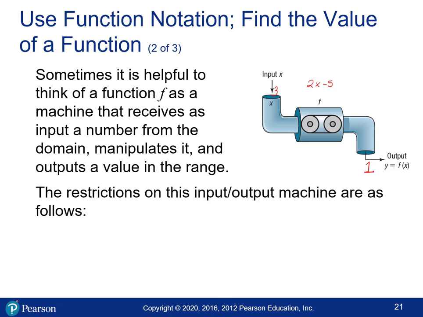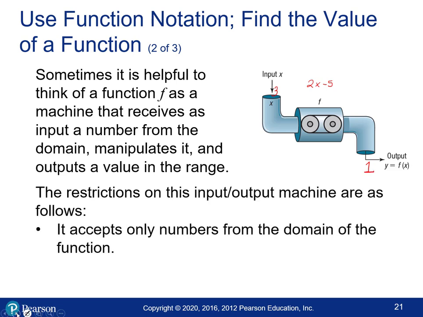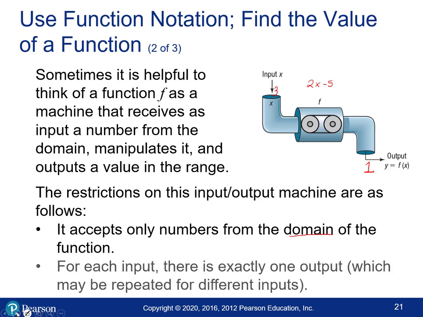And so the restrictions on the input and the output of the machine are the following. It only accepts numbers from the domain, so we can only plug in numbers that will produce an output, and those are numbers in the domain. Remember, we learned about domain, but we'll talk about it more today. It's all the inputs, the set of numbers that we can plug into our function. And also, for each input there's exactly one output. It could be repeated: we plug in one number, we get out a number. We plug in a different number, we get out that same number.